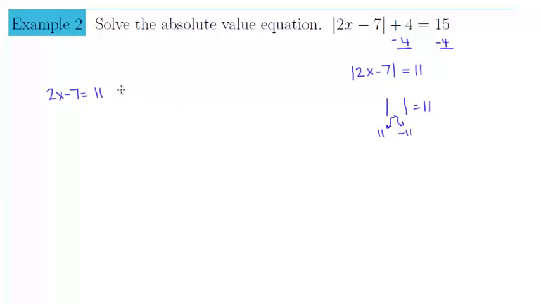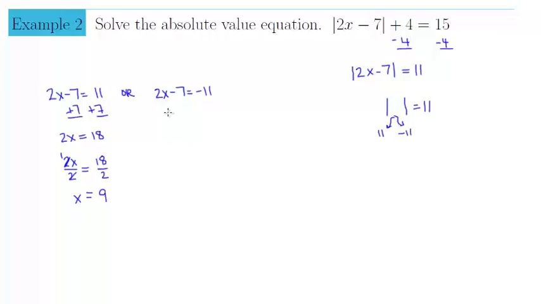2x minus 7 is equal to 11, or 2x minus 7 is equal to negative 11. Now let's solve each linear equation. Using reverse operations on the first one, we add 7 to both sides, giving us 2x equals 18. Dividing both sides by 2 gives us the final answer of x equals 9.